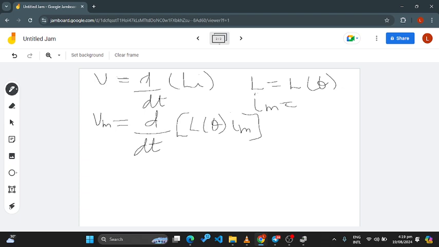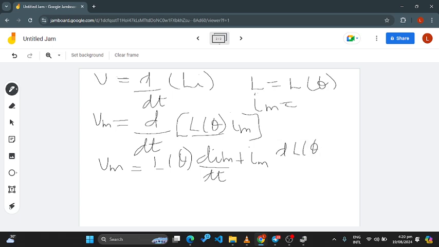I hope you are following. So now we have this. If we want, we can use the product rule to expand this. So we have Vm. For the first term, we hold L of theta constant and we differentiate Im, so we have L of theta times dIm/dt. Then we hold Im constant and we differentiate L of theta, so we find dL(theta)/dt. Okay, so this is the expansion, but we are not done.